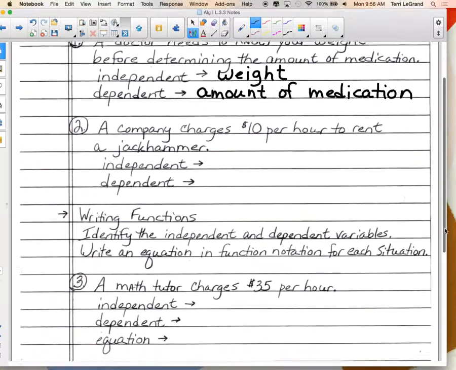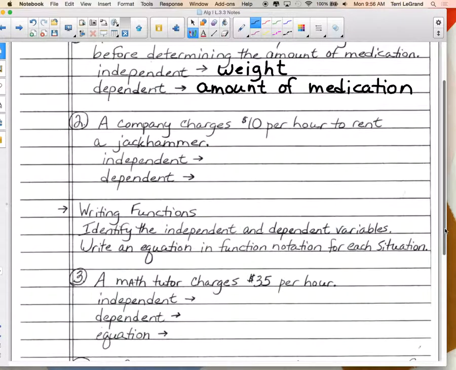Okay. Number 2, a company charges $10 per hour to rent a jackhammer. What's in control here, and what would be the result because of that? So the amount of time. If the time goes up, the price goes up. Okay, so we can even be more specific than that, though. What's the time measured in? Hours. So independent is the hours, and dependent is the, don't say just cost, though, because there's already a cost involved in this.